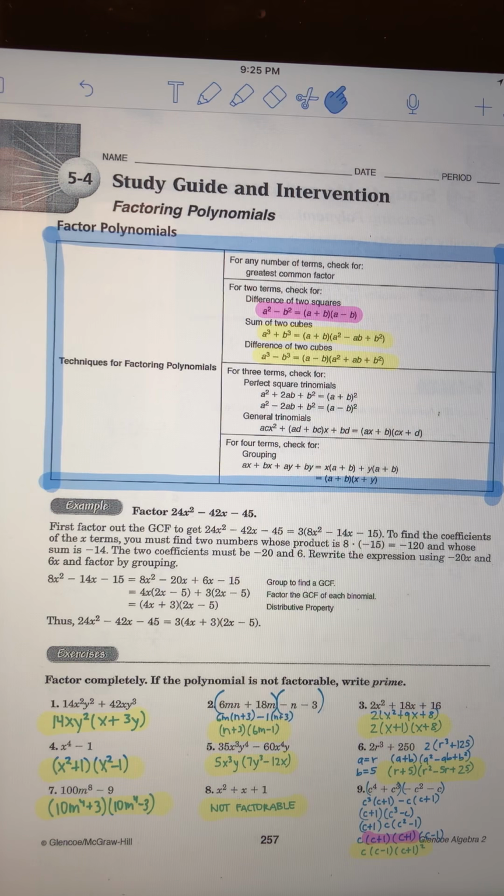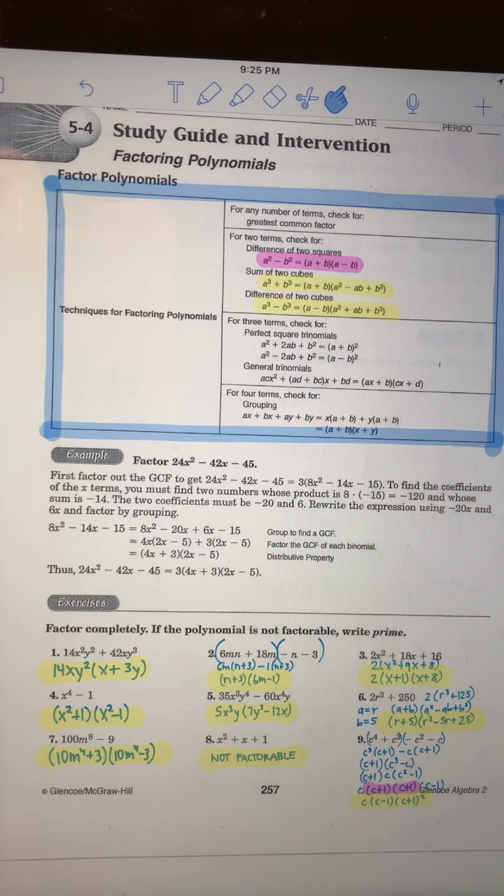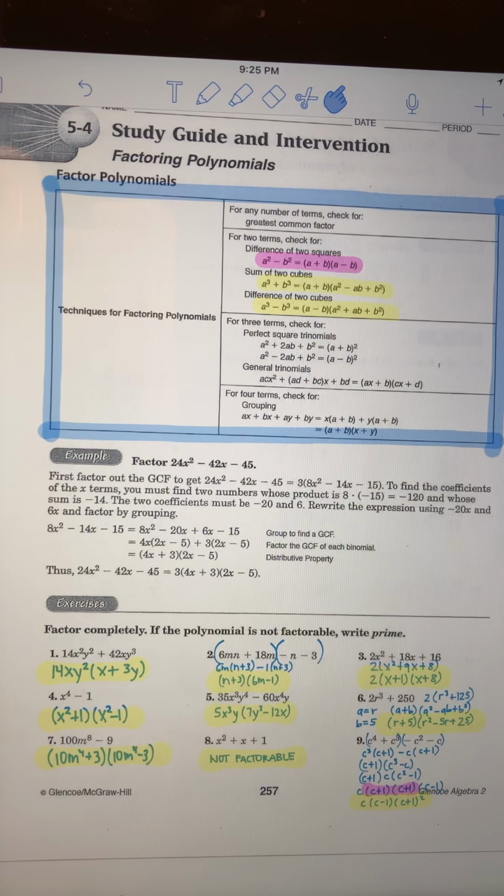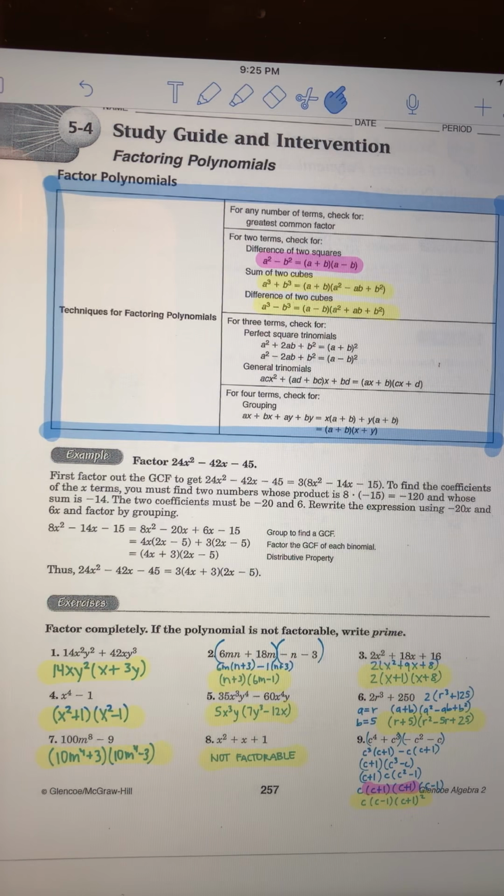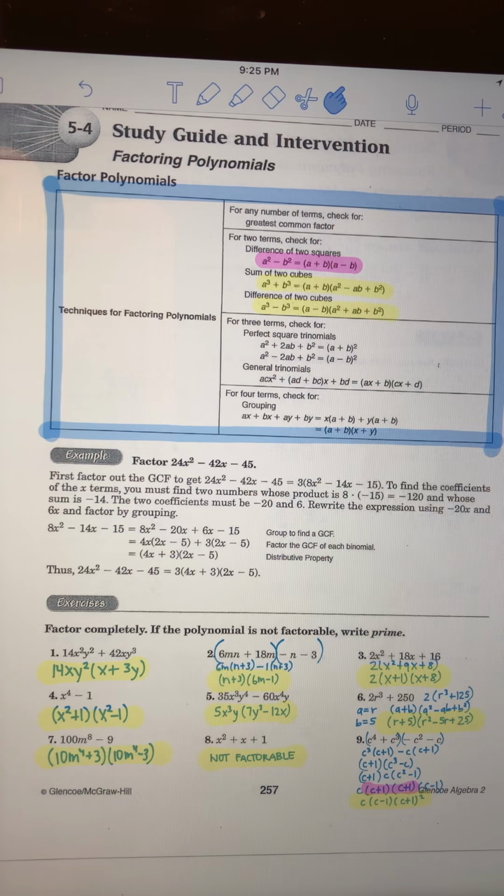Okay, the first thing you're going to be working on in class today is this factoring polynomial worksheet that starts on page 257. We talked about this the other day. I highlighted a few things up here in this box that you need to know. One including the difference of two squares, where you have a squared minus b squared is the quantities a plus b and a minus b. And then the shortcut for the sum of two cubes and the difference of two cubes, which you see here.